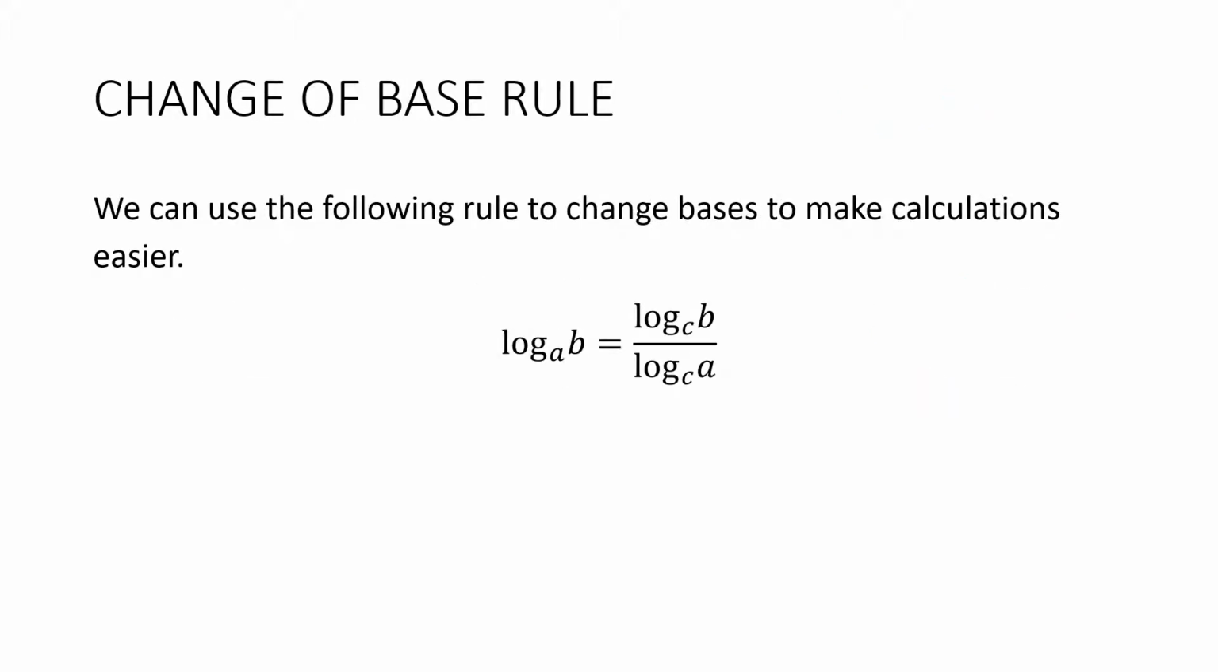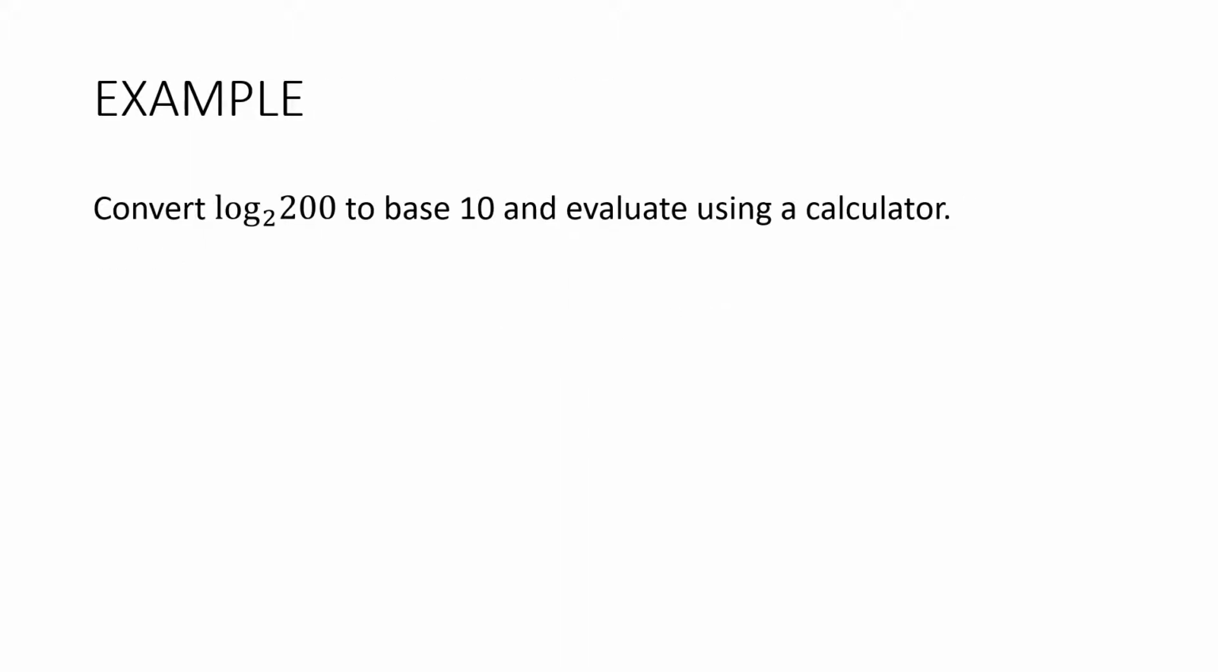Okay, there's a change of base rule. So this is a way of taking a logarithm and changing the base of it. Really useful if you don't have a graphics calculator and you've only got a scientific calculator and all you have access to is the log base 10 and log base e buttons. So here's the rule. Log base a of b is equal to log base c of b divided by log base c of a. Let's see how we use it.